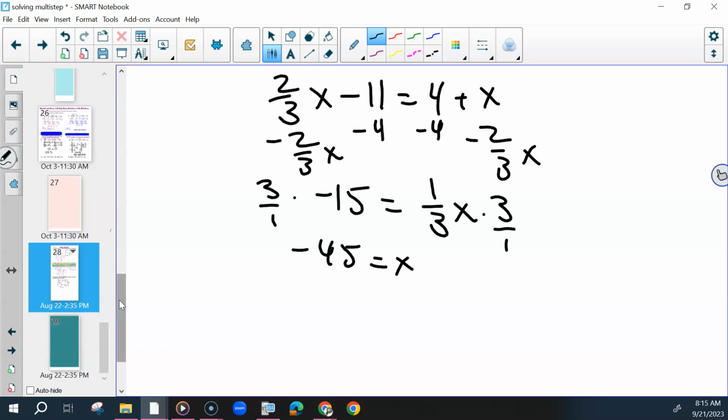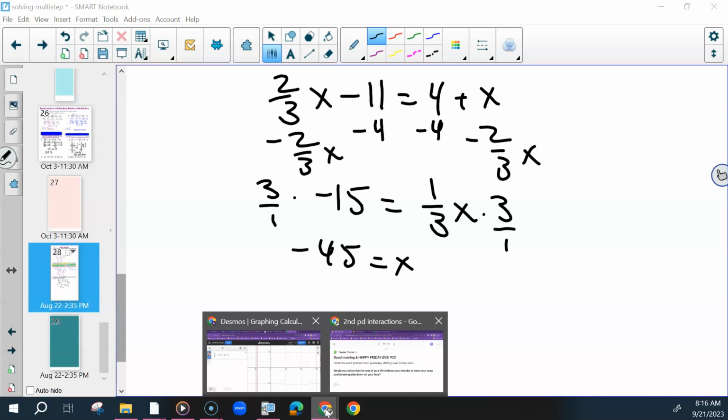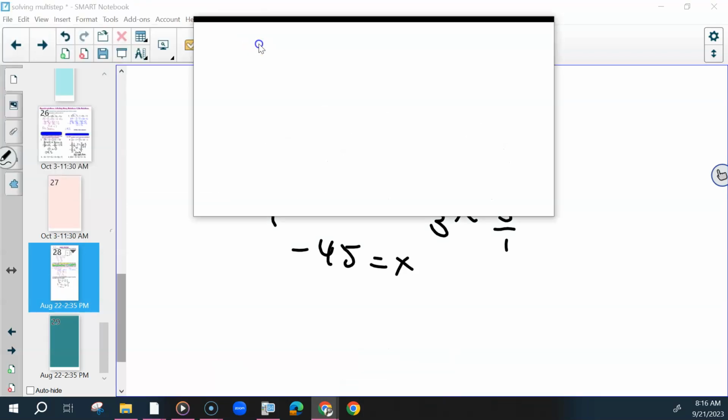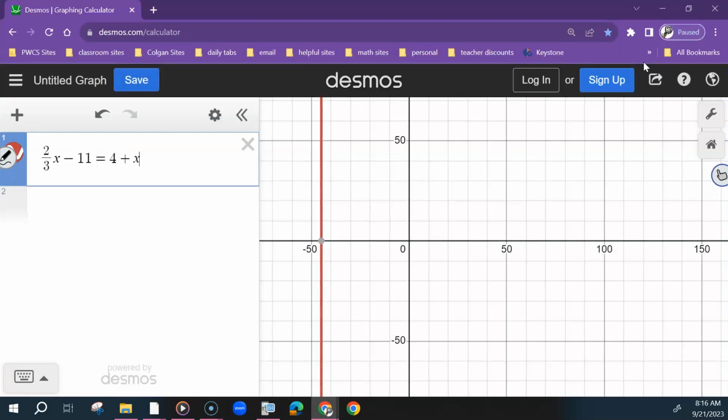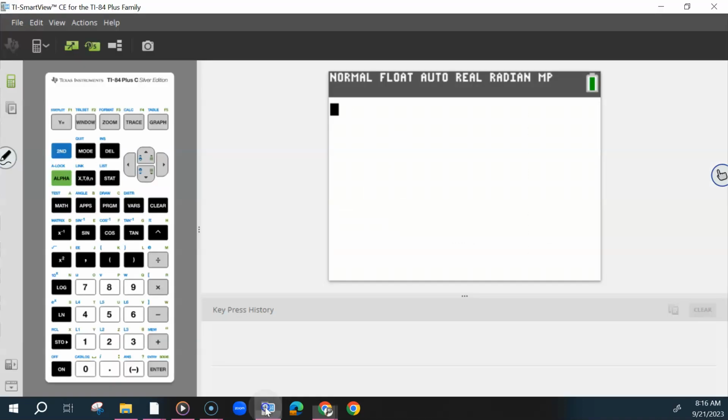Do we have any questions on this problem? So for this, we don't have to check it on the calculator. We don't have to. You can. So I checked it in Desmos. You had to zoom out, but it was negative 45. If you did check it in the calculator, you would have put negative 45 into all of the x's.